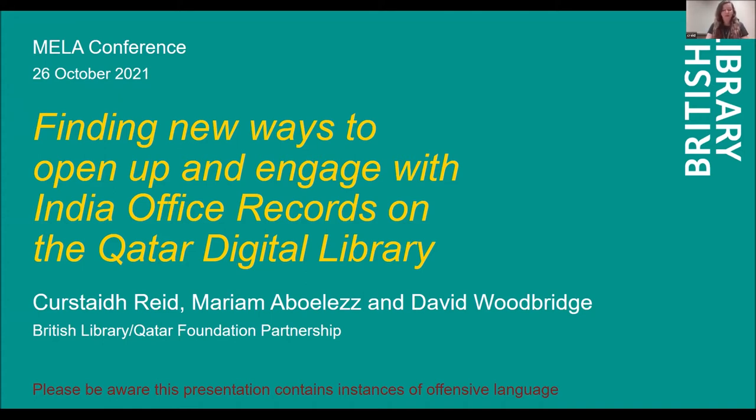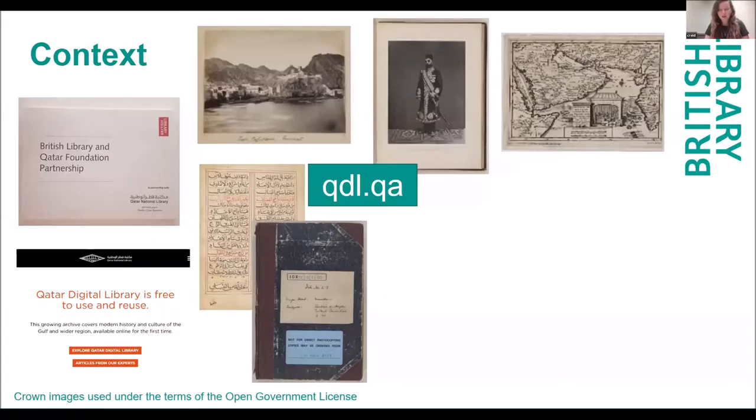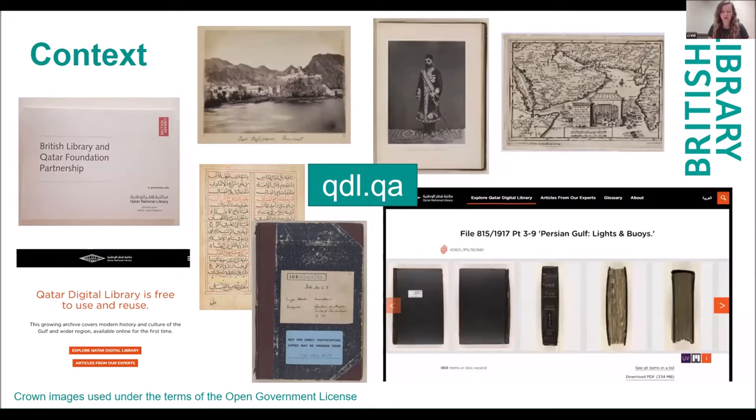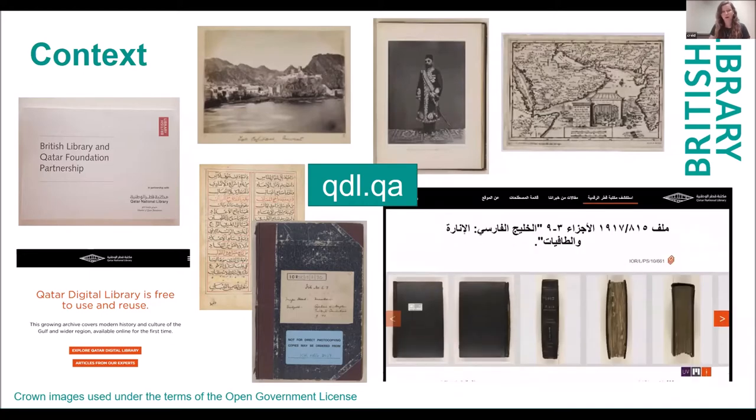As we have a lot of ground to cover in the next few minutes, I'll just start with giving you the headlines of what you need to know. Firstly, the programme that Mariam and I work on is a partnership between the British Library and the Qatar National Library, which comes under the umbrella of the Qatar Foundation. It's based around a large-scale digitisation project of material from the British Library and other institutions that relates to the Persian Gulf region, with most material coming from the India Office records. The digitised material is hosted on the Qatar Digital Library, or the QDL, an open access website which is totally bilingual and run by the Qatar National Library.